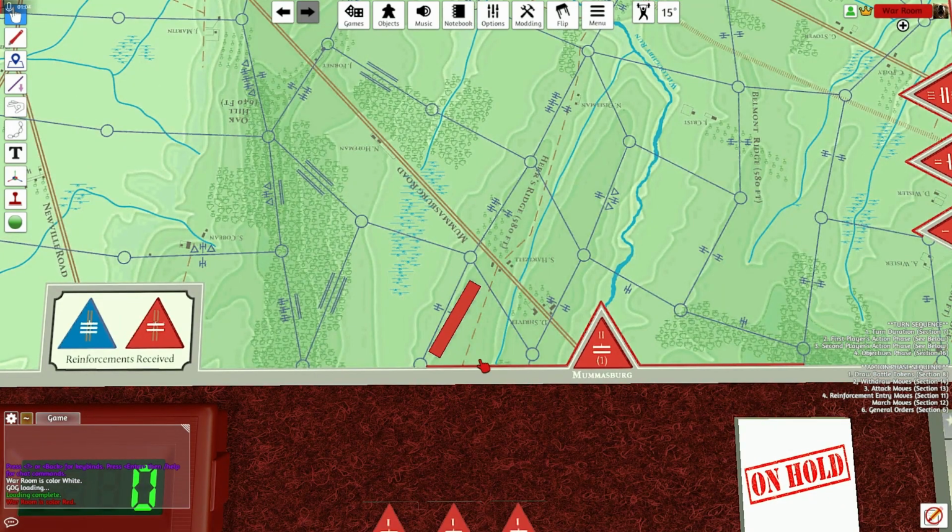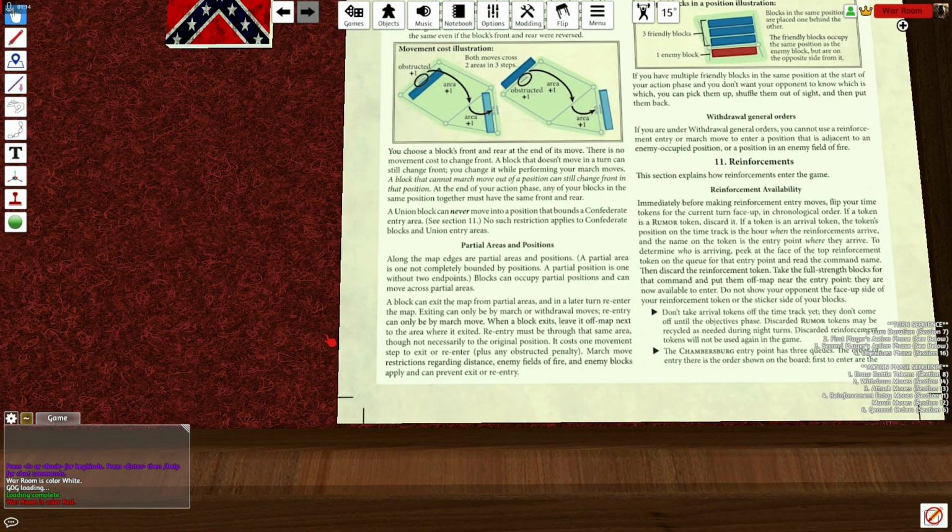Very simple, very clean. A block can exit the map from partial areas and, in a later turn, re-enter the map. Exiting can only be done by march or withdrawal moves. Re-entry can only be done by march move. When a block exits, leave it off the map next to the area where it exited. Re-entry must be through that same area, though not necessarily to the original position. It costs 1 movement step to exit or re-enter, plus any obstructed penalty. March move restrictions regarding distance, enemy fields of fire, and enemy blocks apply and can prevent exit or re-entry.